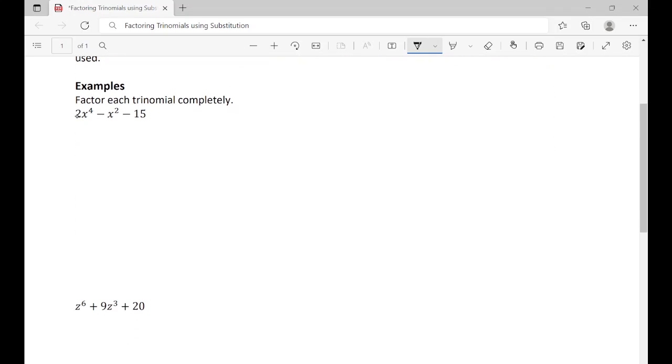So we're going to factor this trinomial: x to the fourth minus x squared minus 15. So this is kind of close to quadratic form, but we have 4, then a 2, and then nothing instead of 2, 1, 0. So it's close, but what we're going to do is take our middle variable and let it equal u. So we're going to say that u equals x squared. And now we're going to go into our expression and substitute it in.